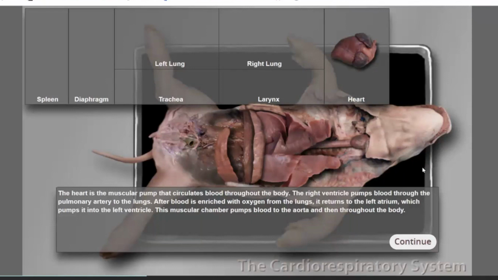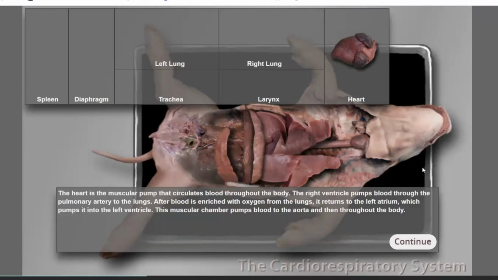The right side of your heart is responsible for pumping blood to your lungs, which then can pick up oxygen. And the left side of your heart is responsible for pumping blood to the rest of your body.